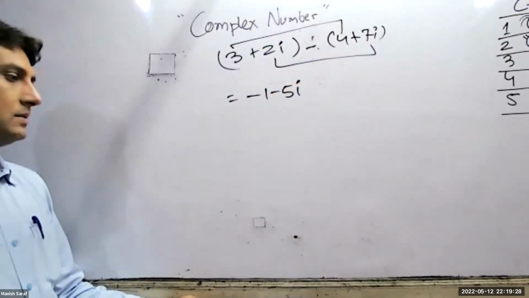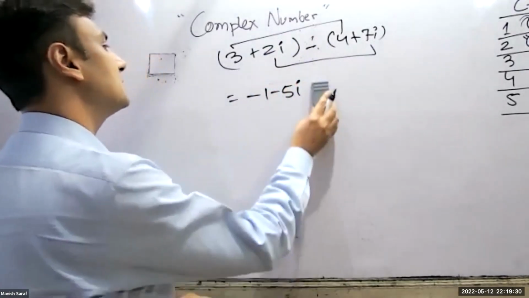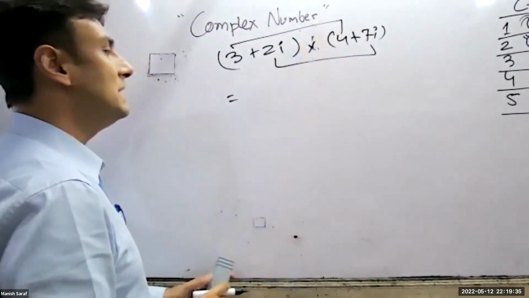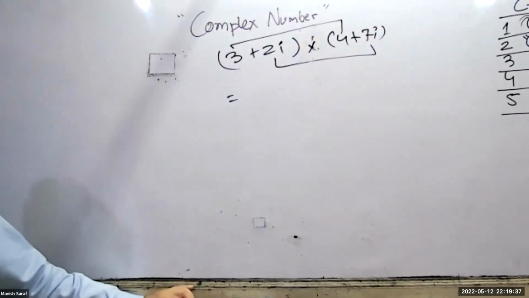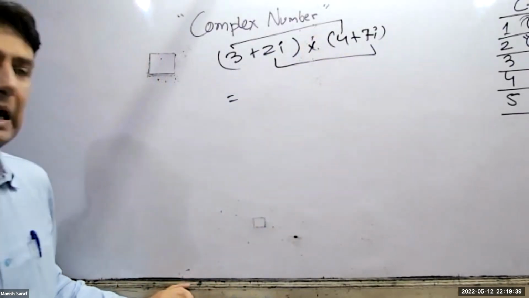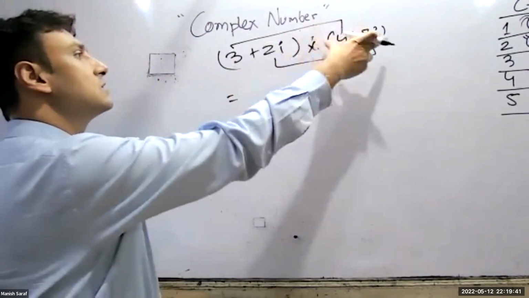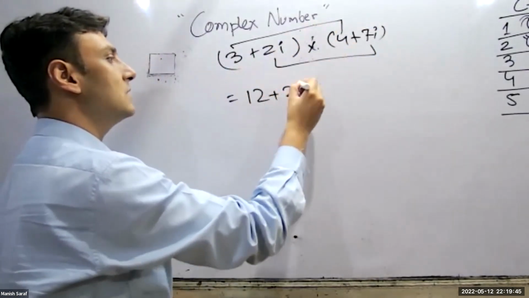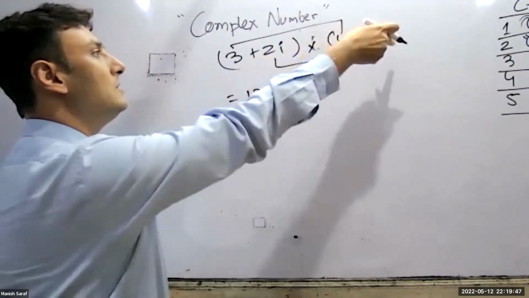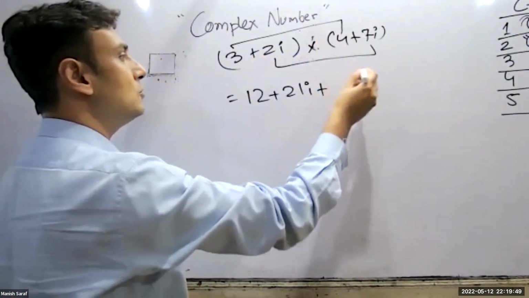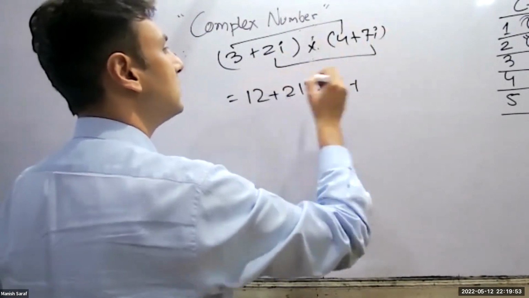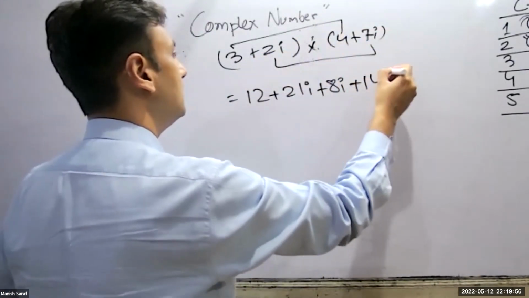Okay. Coming down to multiplication. If I have to multiply two complex numbers, you will have to apply distributive law. How does that work? 3 multiplied over this. 3 4s are 12, 3 7s are 21. 2i distributed over this. 2i into 4 is 8i. 2i into 7i is 2 7s are 14i.